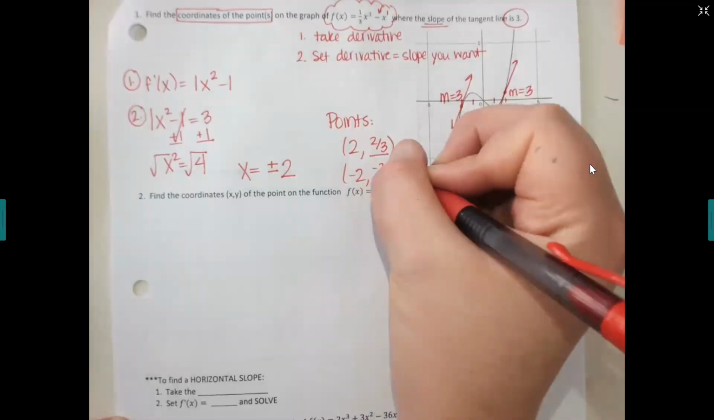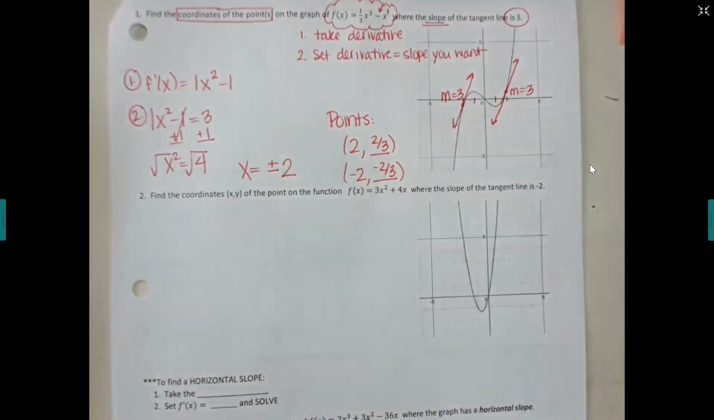Correct. Okay, so if it says I want a slope of 5, you take the derivative, set it equal to 5. You want a derivative of 12, take the derivative, set it equal to 12. Okay, do we feel like we can do that?